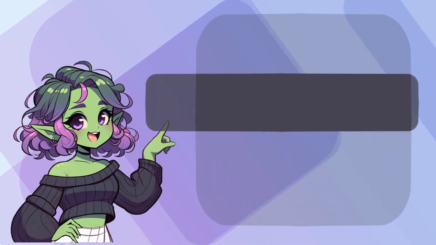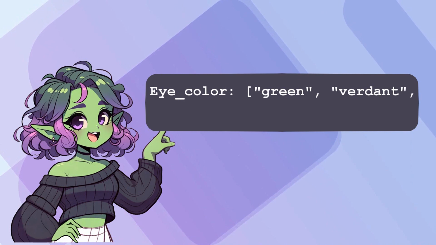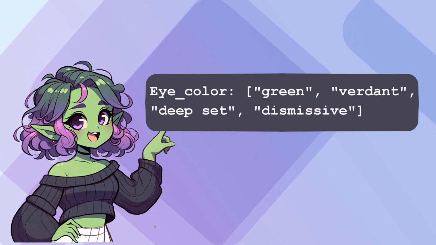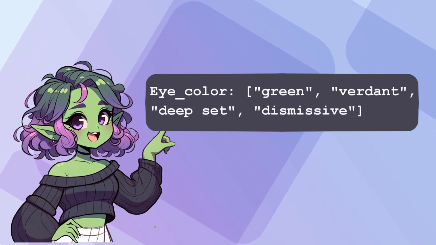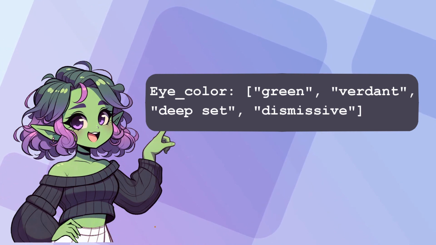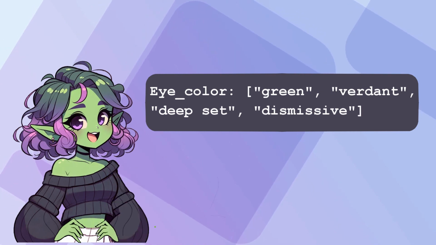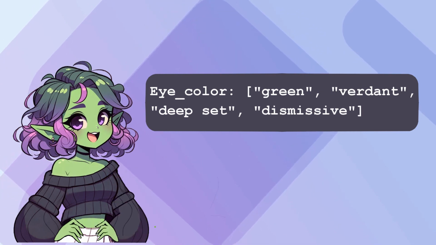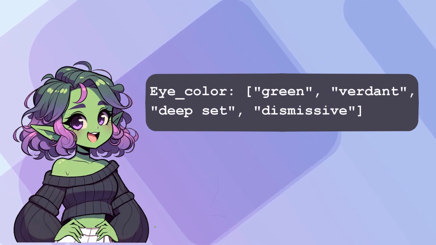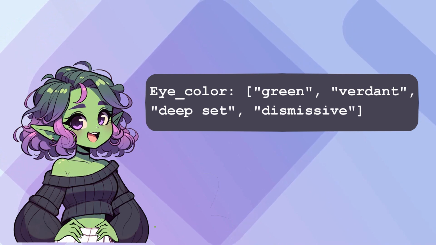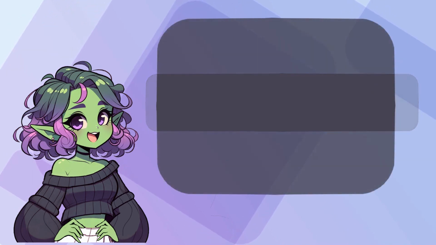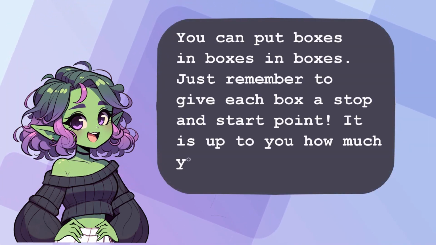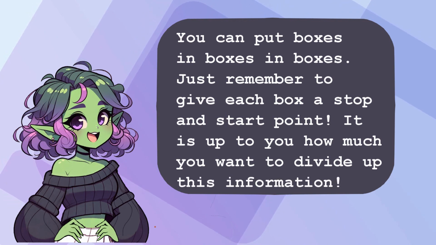For eye color, we want to get a bit more creative. Instead of just saying green, we'll go ahead and give the AI some options to keep descriptions varied and interesting. Since I have multiple ways to describe his eyes, we'll list these options in square brackets, separating each trait with commas. This helps keep that information segmented and specific to the label it's attached to. It's basically a box inside a box.